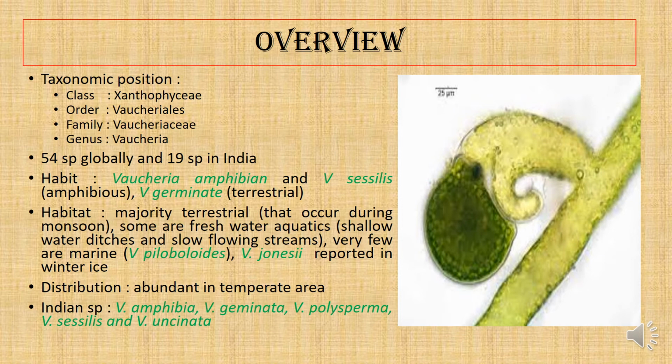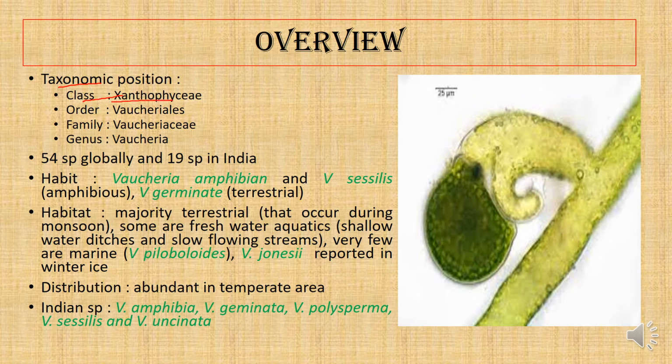Overview of Vaucheria. Now we begin the overview with the taxonomic position, because that is quite important. Earlier Vaucheria was placed under Chlorophyceae, but now due to several reasons it is placed under Xanthophyceae. So what are the reasons that Vaucheria is placed under class Xanthophyceae?